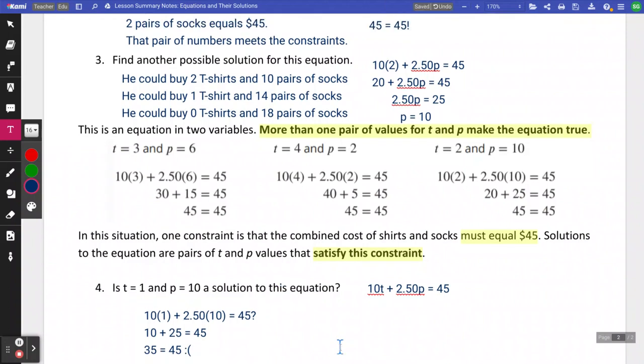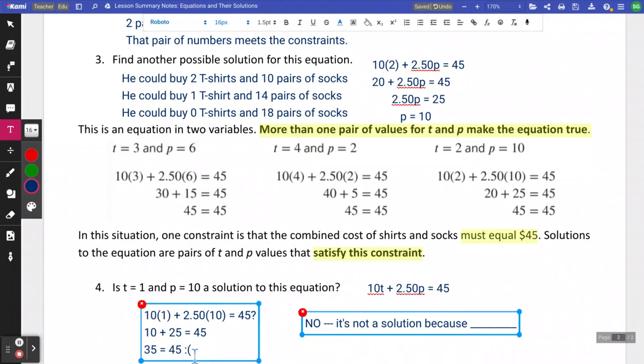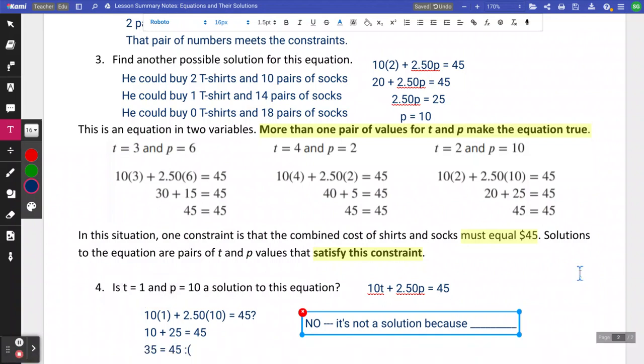So what did you say? Did you say that this is a solution? Our answer is going to be no. It's not a solution because how could we fill in that blank? It's not a solution because why? You could say because it would cost $35 and not $45. You could say because it's too little money, right? He's supposed to be spending $45. You could say it's because he needs to buy more socks or a t-shirt to bring it up to $45.